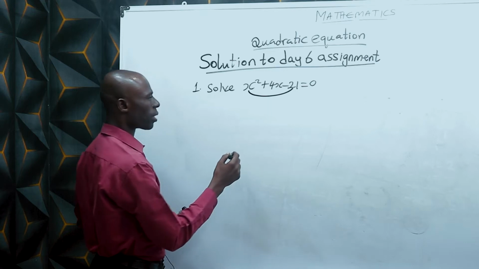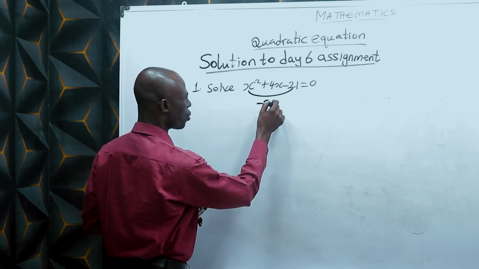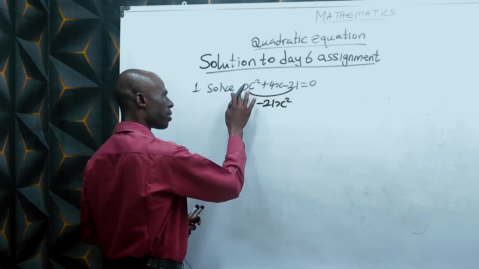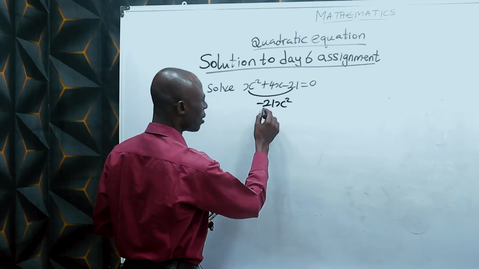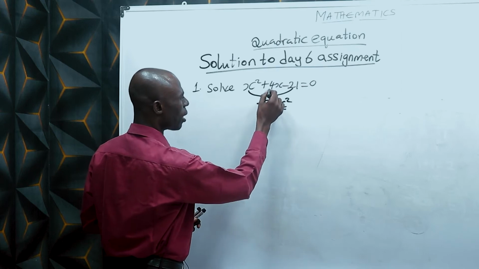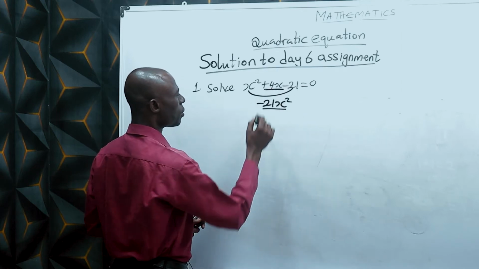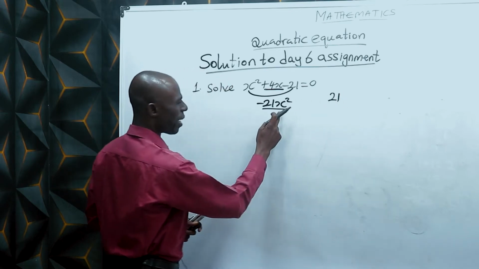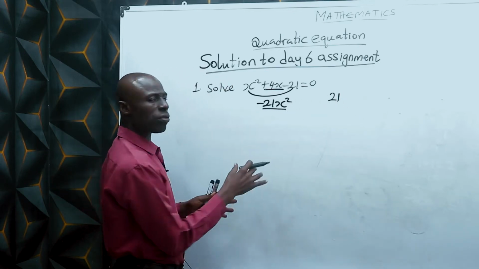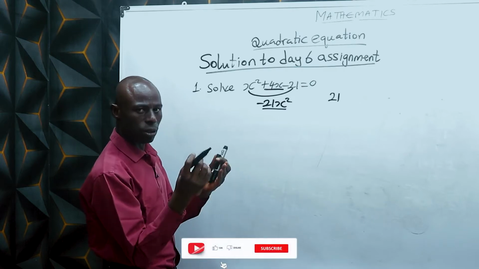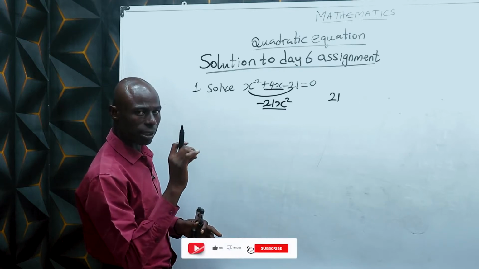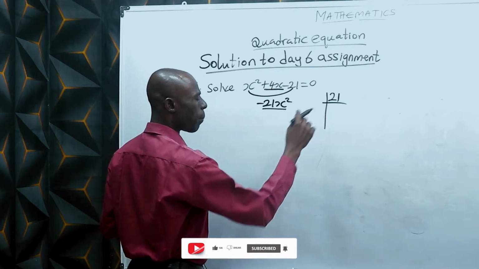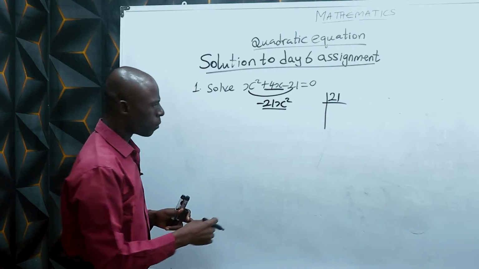Multiply the first and last term together, you have minus 21x squared, because minus 21 times x squared gives minus 21x squared. Underline it. Then go ahead to underline the middle term, plus 4x. The coefficient of x squared, the absolute coefficient, that is, without considering the negative sign, bring it out. Find the possible factors of 21.